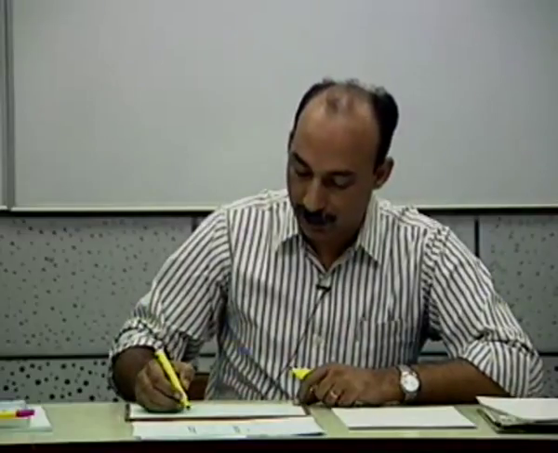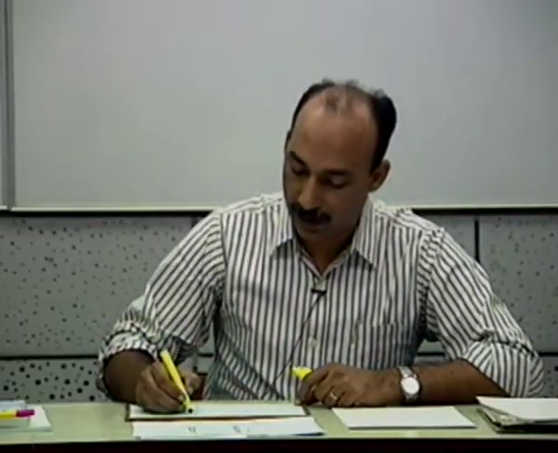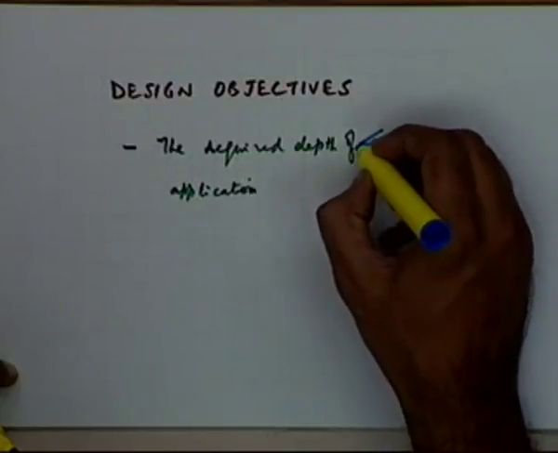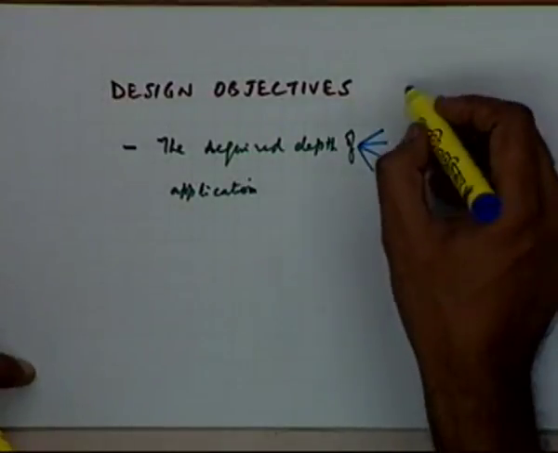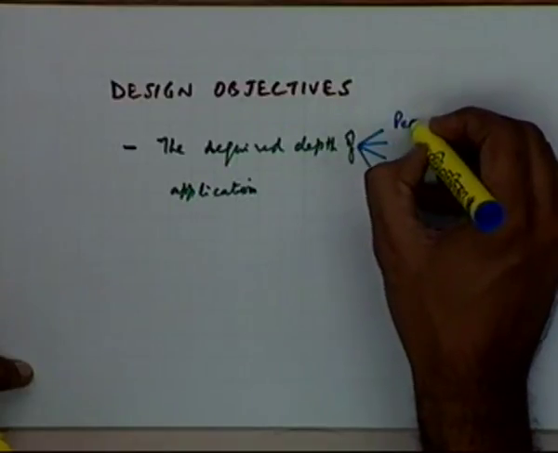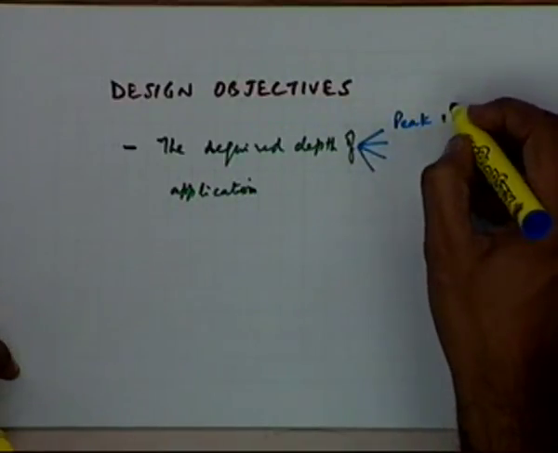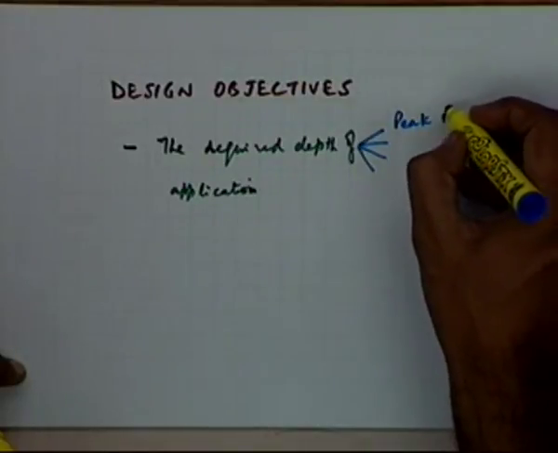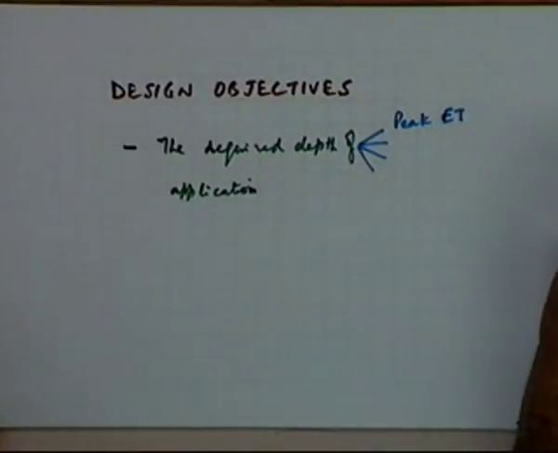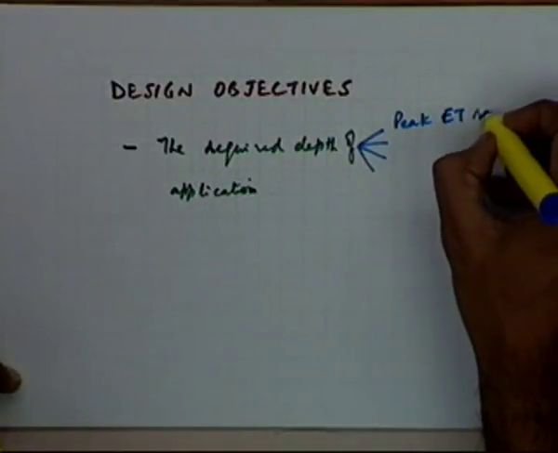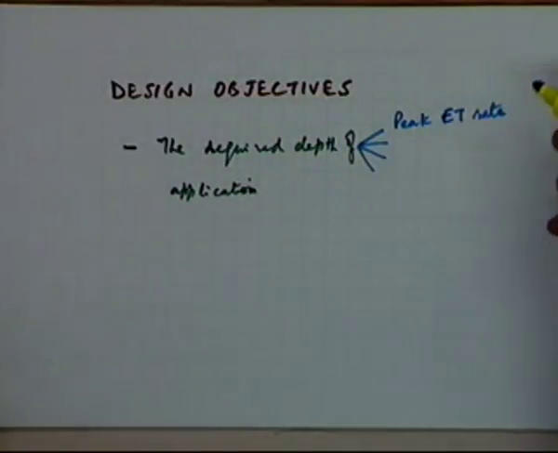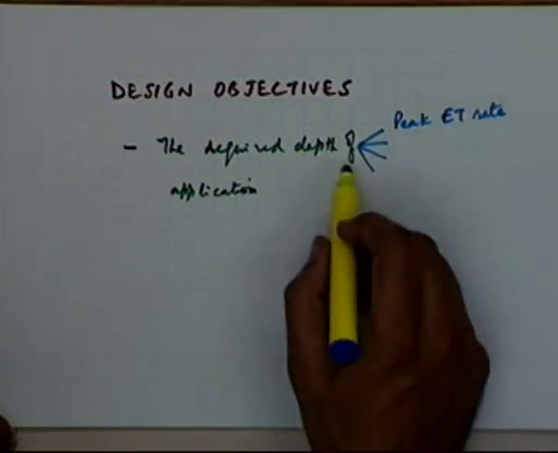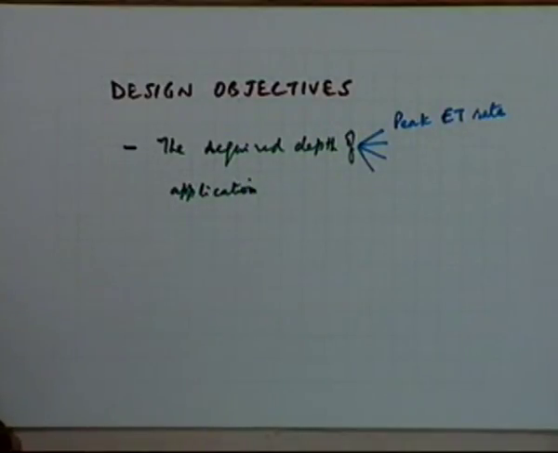We know that this required depth of application is dependent on many factors. It's dependent on the peak period evapotranspiration rate, which is a function of the climate. It will be a function of the peak evapotranspiration rate during the period under consideration, and that will decide the required depth of application.